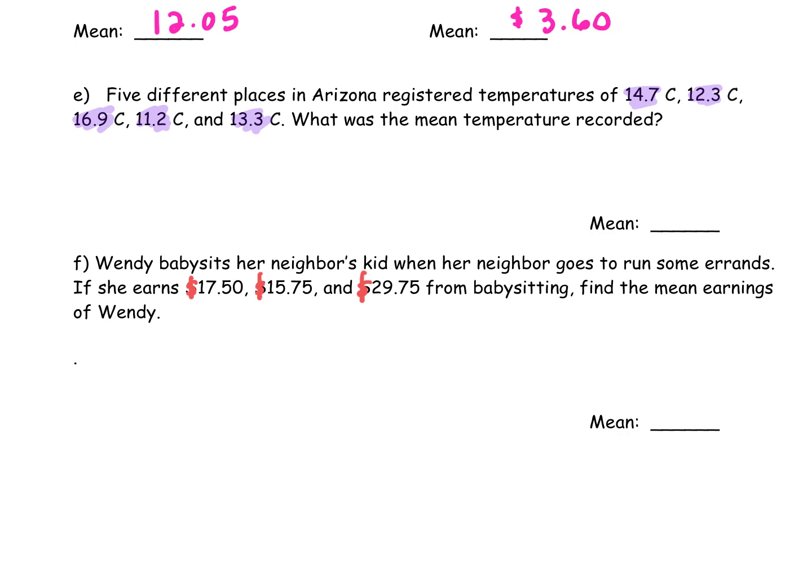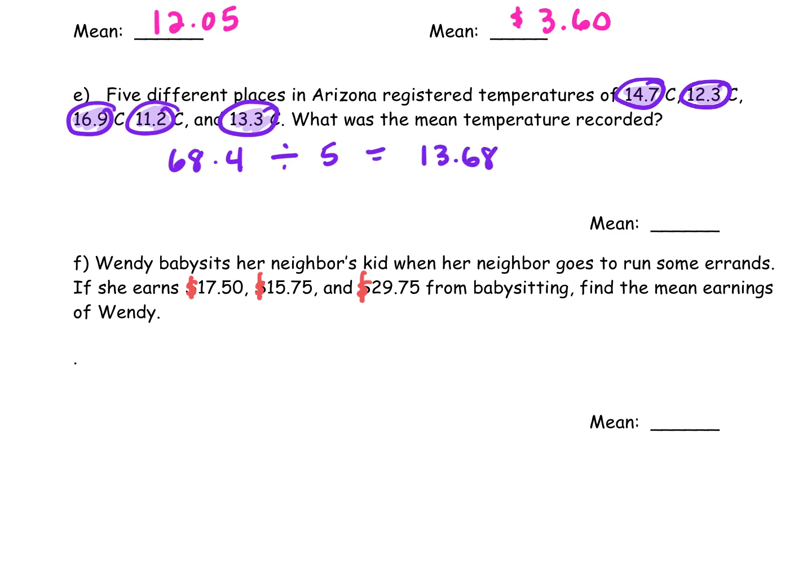For letter E, the sum of all of the highlighted numbers, 14 and 7/10, 12 and 3/10, 16 and 9/10, 11 and 2/10, and 13 and 3/10 is 68 and 4/10. Then we're going to divide that sum by the 5 temperatures, and we get 13 and 68/100.